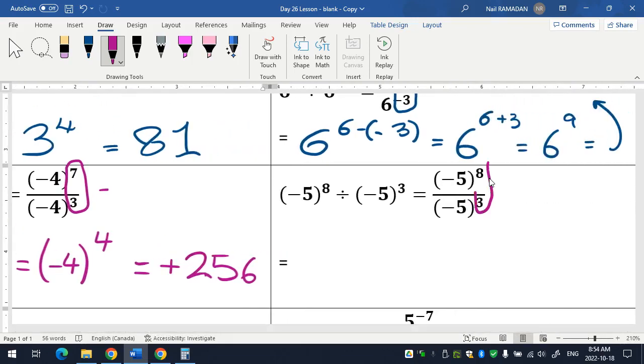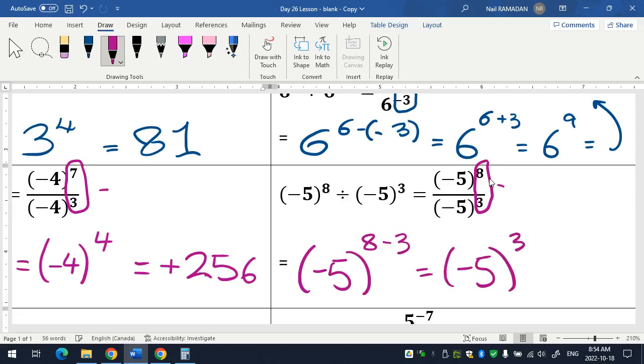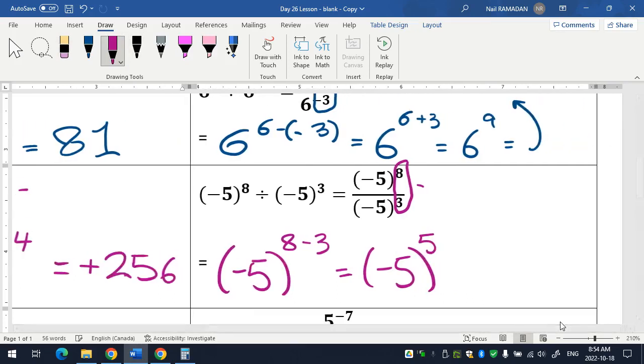8 and 3 with a minus. Did we do something like this yesterday? Yes, we did. I believe we got a minus 5 to the 30th. Oh my God, you're right. Sorry. Thank you. What's a negative times itself an odd number of times? Negative, because there's no pairing for the very last negative. And 5 to the power of 5, 3,125. Thank you.